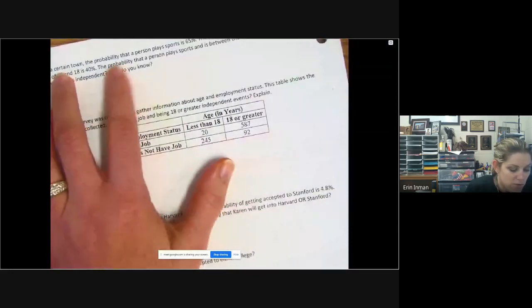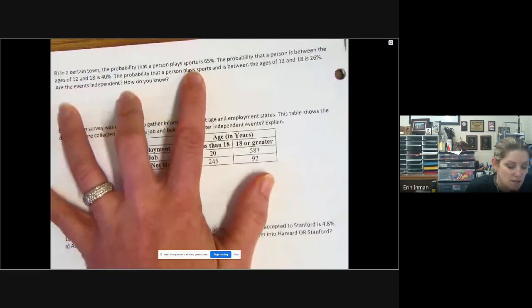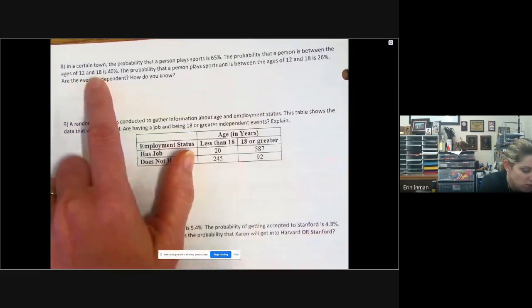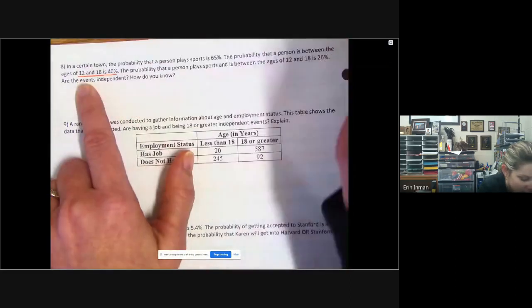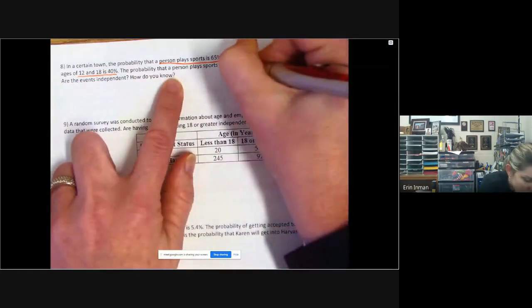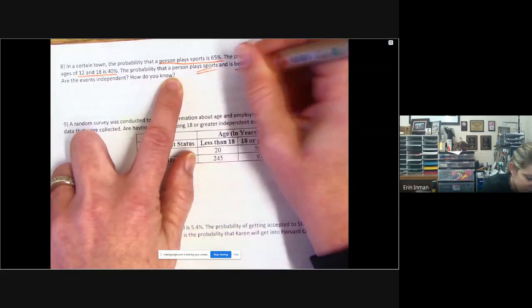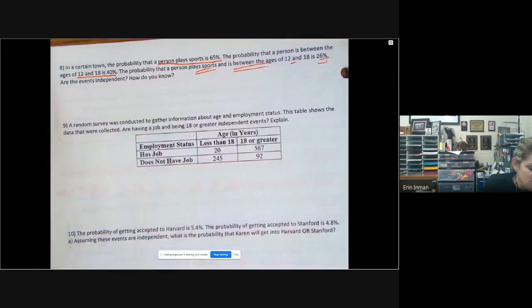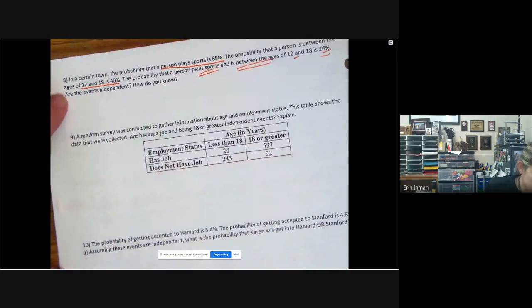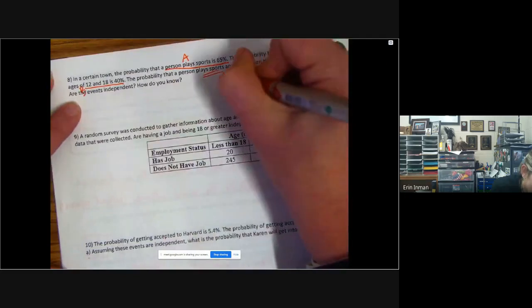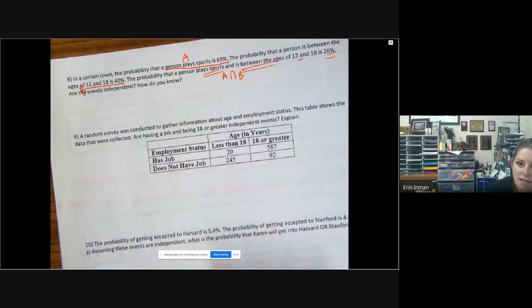So in a certain town, the probability a person plays sports is 65%. And the probability that a person is between the ages of 12 and 18 is 40%. And then the probability that a person plays sports and is between those ages, so both of them, is going to be 26%. So I'm going to let this be A and this be B, and we'll say this is A and B, because that's A and B.